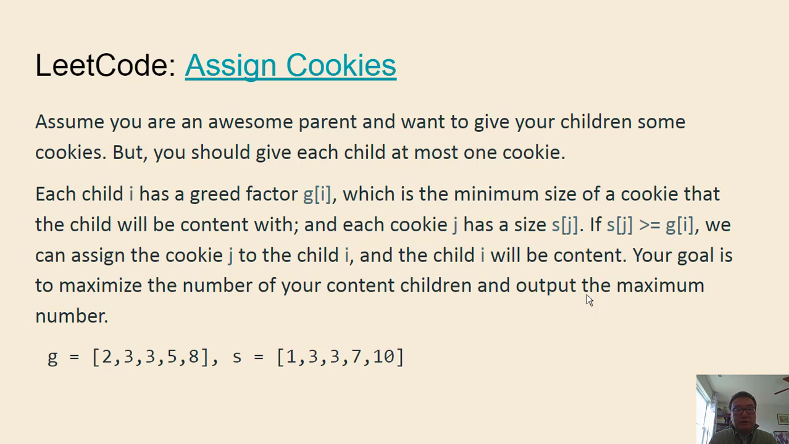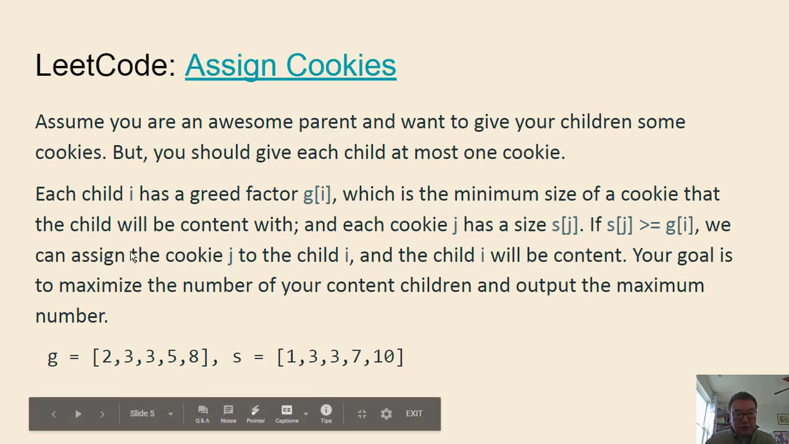So we have a number of children. Each child has a greed factor, which is the minimum size of cookie that the child will be content with. And then we also have a bunch of cookies, and they all have a size. So we want to maximize the number of content children. If we assign a cookie that's big enough, at least as big as the child's greed factor, then the child is content. And the goal is to compute that maximum number.